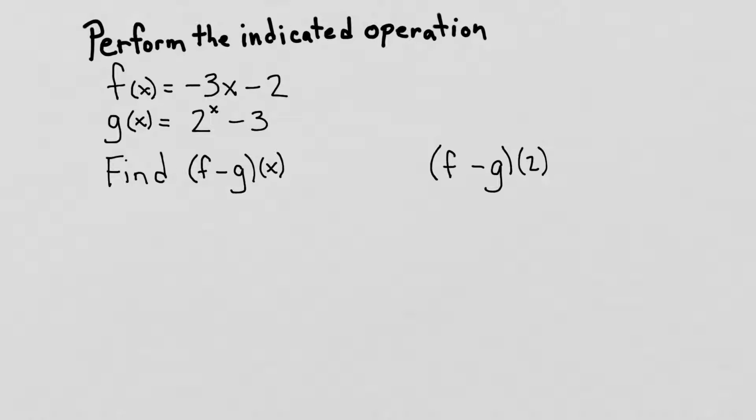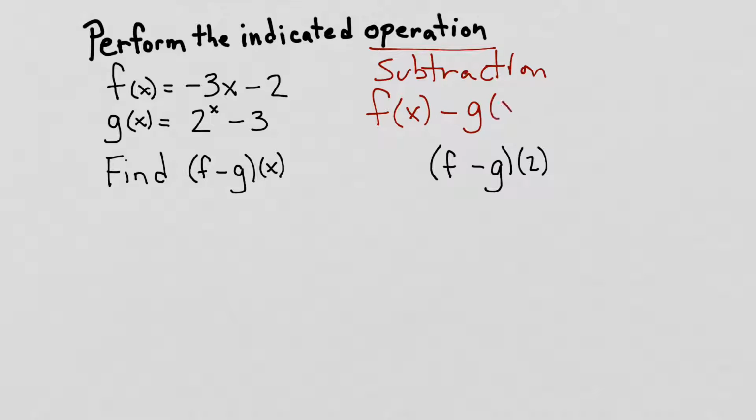Subtraction. They ask us to perform the indicated operation, and in this one, our operation, of course, is subtraction. And they give us this different type of symbols, f minus g of x. We could write this as f of x subtract g of x. Both symbols mean the same thing, to subtract the functions. So we're going to take f of x, which is negative 3x minus 2, and subtract the g function, which is 2 to the power of x minus 3.